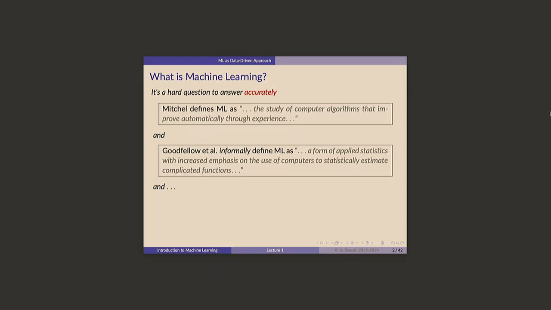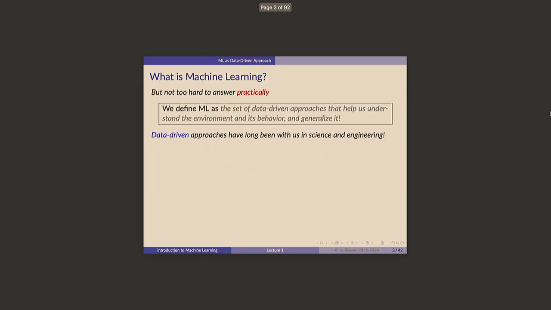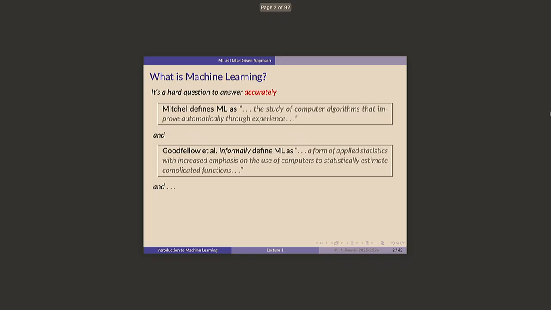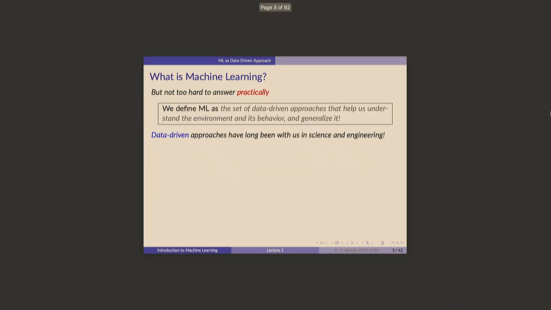So you can come up with more definitions. Every textbook has its own definition. The reason is that there is no concrete definition for the term machine learning. But what I want to do is explain to you how, practically, it means that you're doing data-driven computer algorithms for statistical understanding out of experiences.